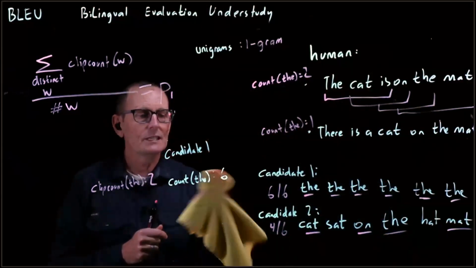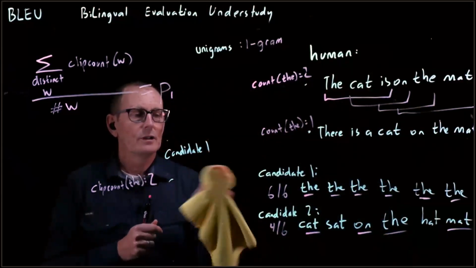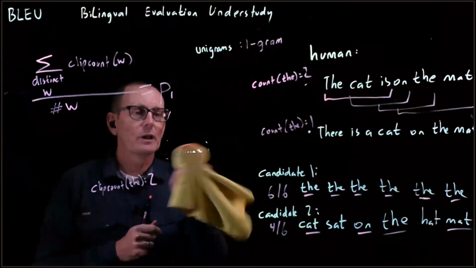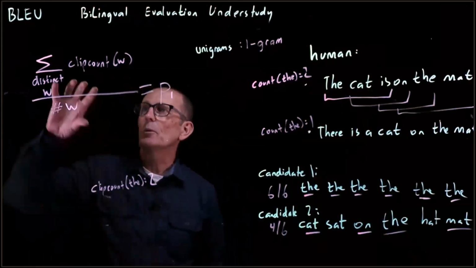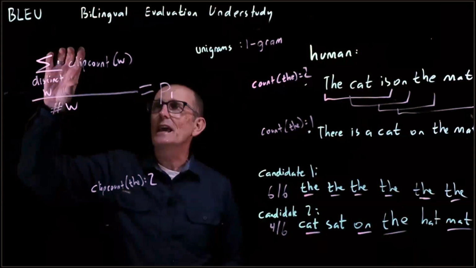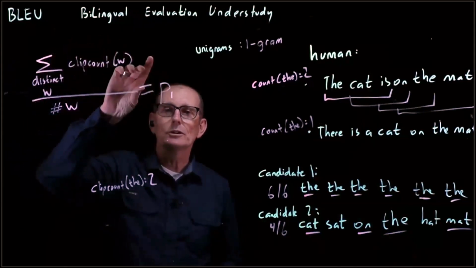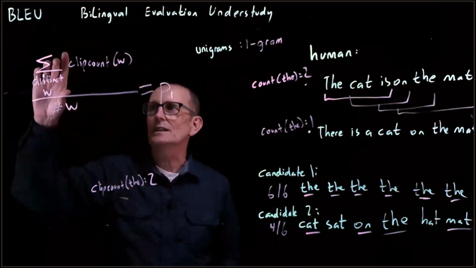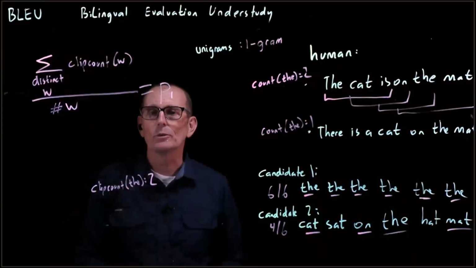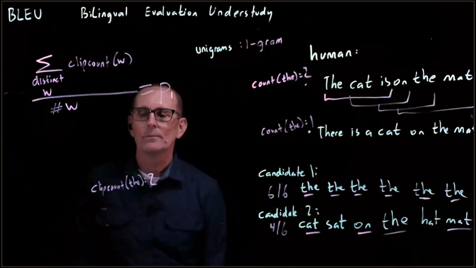You can see that the precision score has to be between 0 and 1, right? The maximum we could possibly have is every word is counting, and we're dividing by the number of words, so that'd be 1. The worst case is our clip count is 0 for every word, and so our minimum is 0.